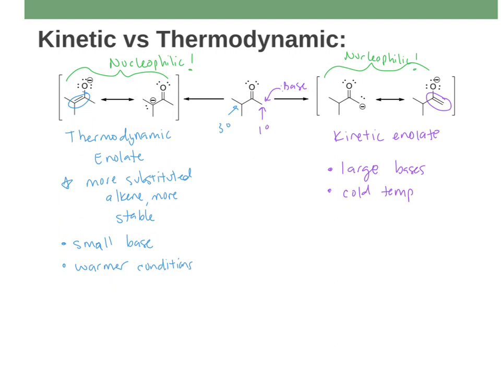Because they're quite basic, they have relatively high pKa's. Remember the pKa of that alpha hydrogen was about 25. So they can go and attack an electrophile. And that's what this whole video is about: two of the electrophiles that they can go attack, alkyl halides and acyl halides.